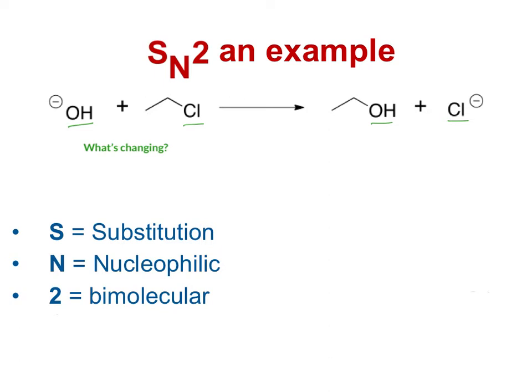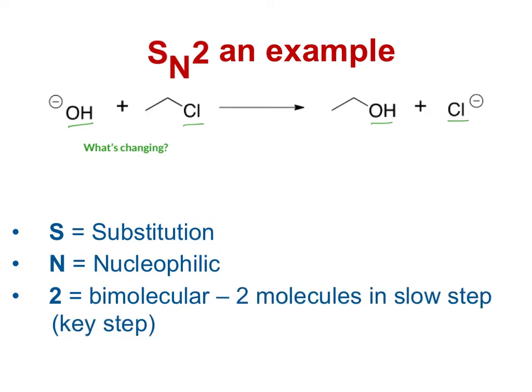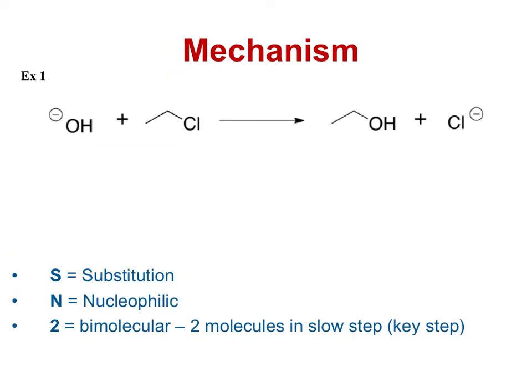For a bimolecular reaction, what that means is that in the slow step of the reaction, there are 2 molecules coming together. That's one of the key steps. And what we're going to see is the key step in this is going to be a part where there's 2 different molecules coming together. So an important part of this reaction is going to be its mechanism. So let's talk about that next.